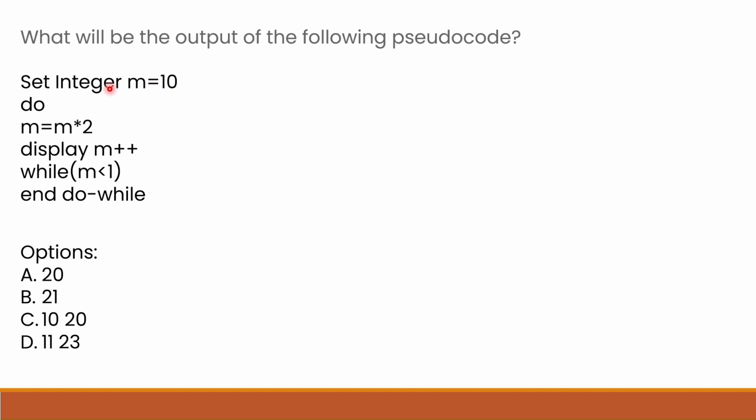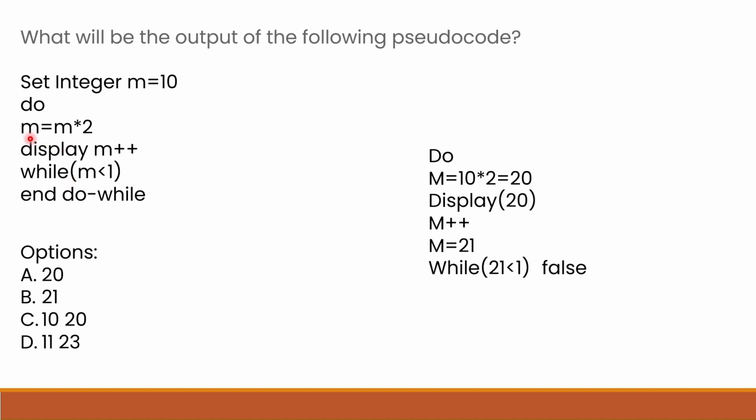Let's solve it. In the first line, we have an integer variable yum whose value is set as 10. And here we have a do while loop. First we have to execute the statements in the do, and then we have to check the while condition. So first let's execute the statements in do. Yum's value is updated with yum into 2. Yum's present value is 10, and 10 into 2 is 20. So yum's present value will be 20. Now here we have display yum plus plus. So first we have to display yum, and only after that are we going to increment, because we have a post increment operator here.